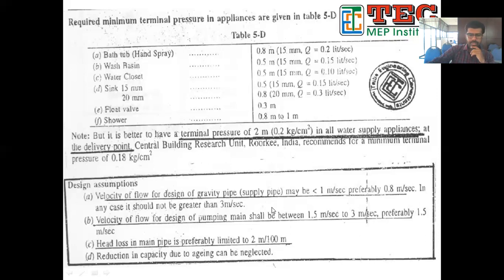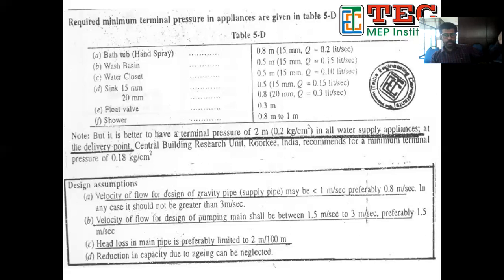Now, another design assumption is that the velocity of flow for design of pumping main shall be between 1.5 meter per second and 3 meter per second, preferably 1.5 meter per second. What do you mean by this? Pumping main means the water from the pump to the overhead tank. It will be in a pressurized state because we are using a pump. So in that pumping main, the velocity should be between 1.5 and 3 meter per second, preferably 1.5.